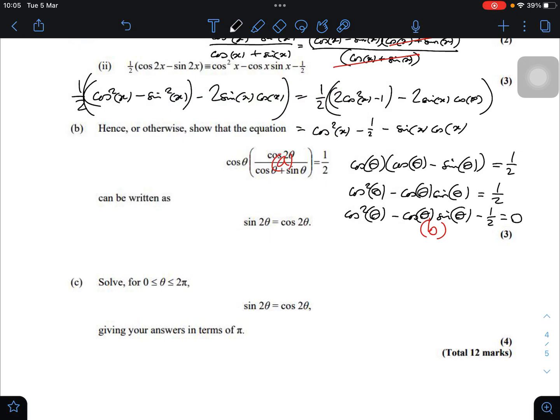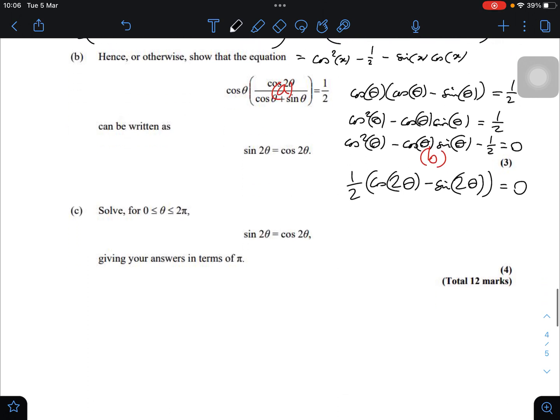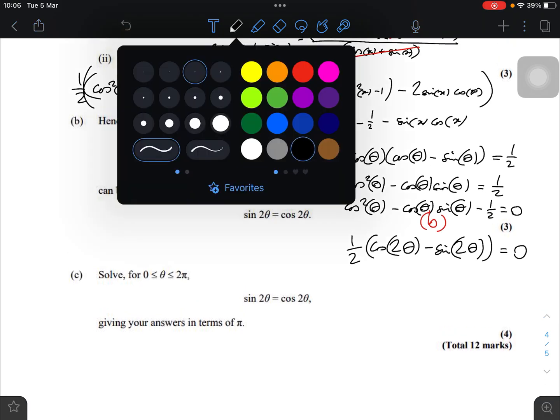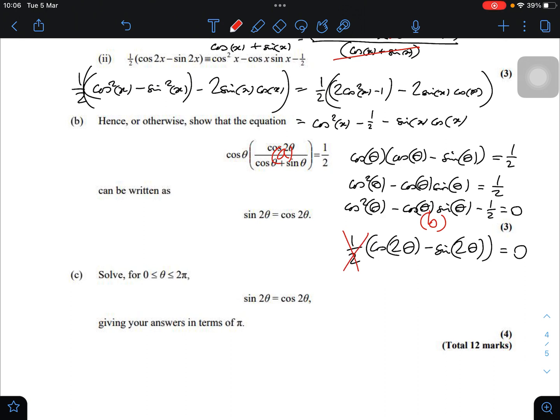And so therefore we know that that implies that a half cos 2 theta minus sine 2 theta, by part B, is equal to 0. And so if you multiply through by 2, because you've got 0 on the other side, it doesn't affect anything, I can cross that out. And so all I should be left with is cos 2 theta equals sine 2 theta, taking sine 2 theta to the other side, which is what they wanted in the question.